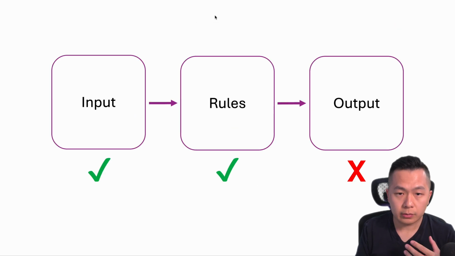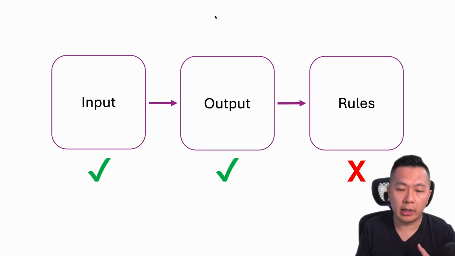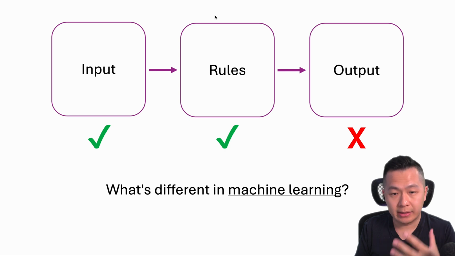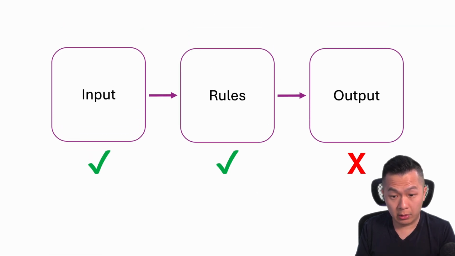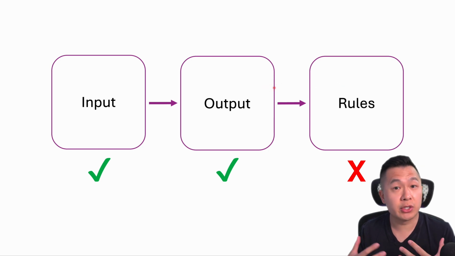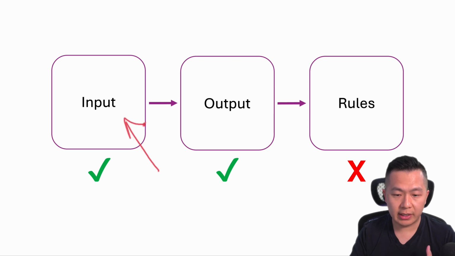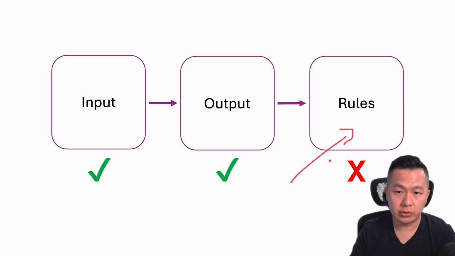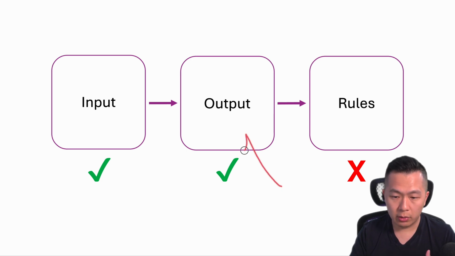Watch this carefully. Did you see that? Let me replay it again, okay? What is different in machine learning? Your rules box and your output box have actually been swapped. You have control of the input like before, but you no longer control the rules. Instead, you control the output.